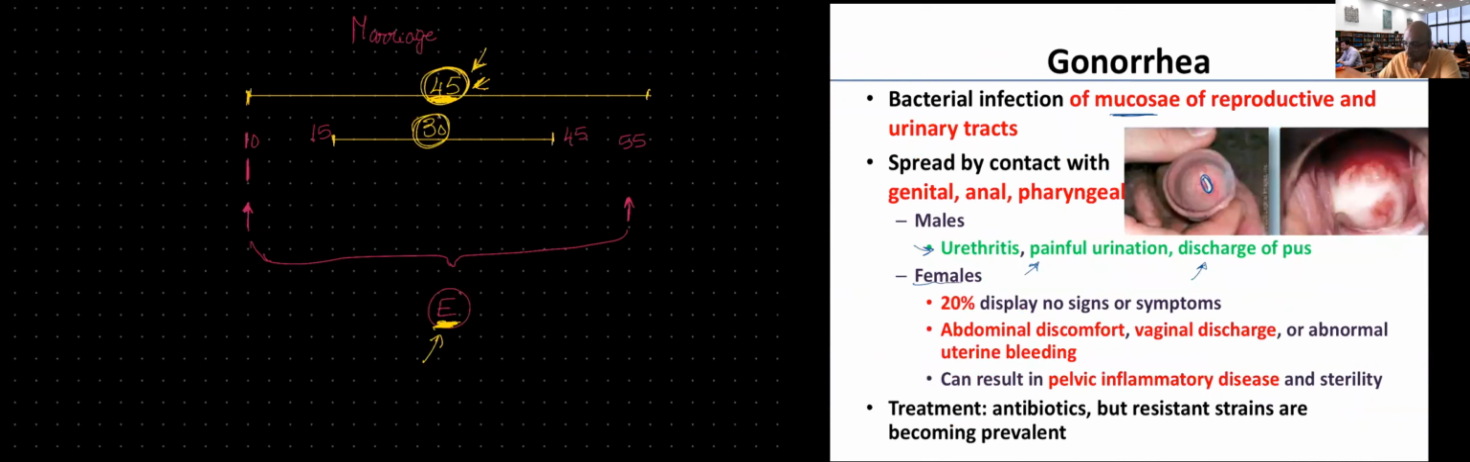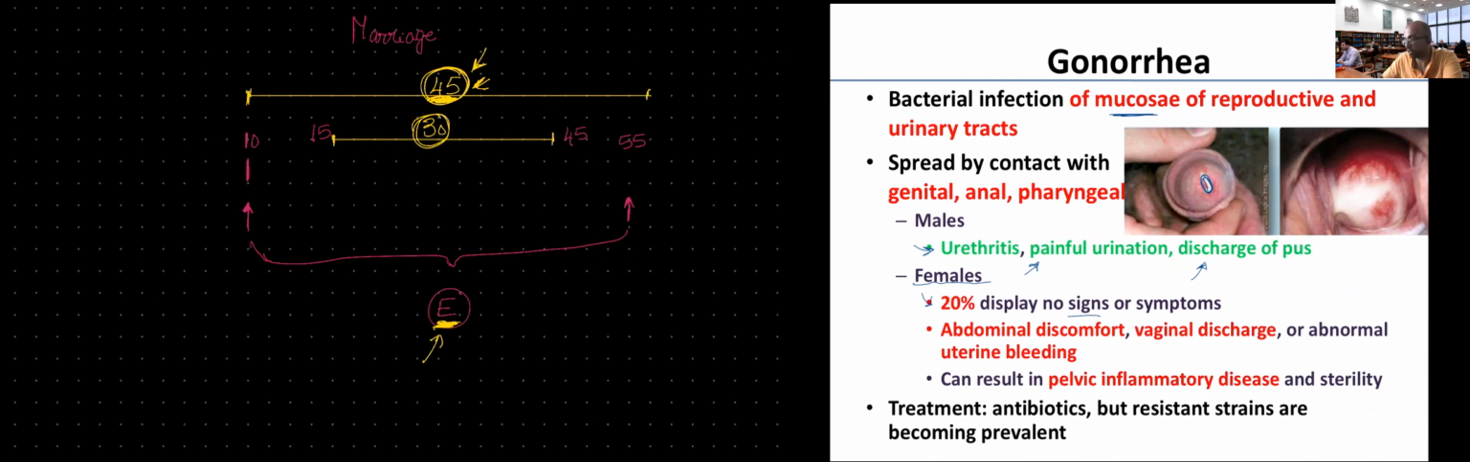The problem here with females infected with gonorrhea is that 20% of the infected females are not going to be showing any signs or symptoms of infection. So they will be infective to their partners, but they are not showing any signs or symptoms for the infection.